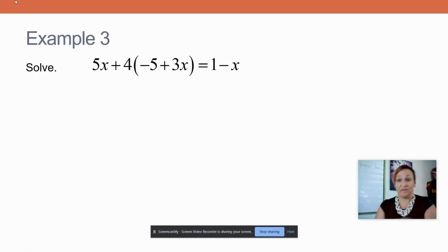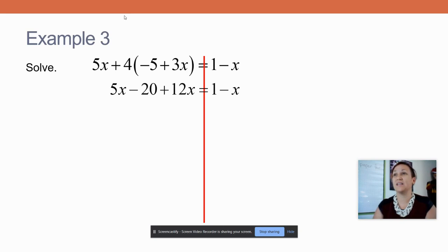Just as we've been doing this whole time, I'm going to start by drawing my red line, and I'm going to go through my 5 steps. All right, so step number 1 is we need to distribute if we see parentheses. And I see parentheses, so I'm going to distribute that 4. 4 times negative 5 is negative 20, and I can just write minus 20. And then 4 times 3x is 12x. That's step number 1.